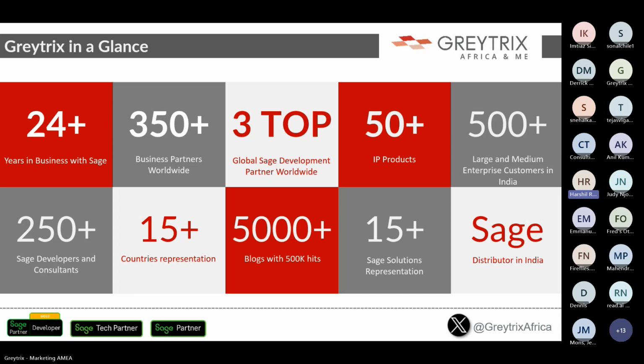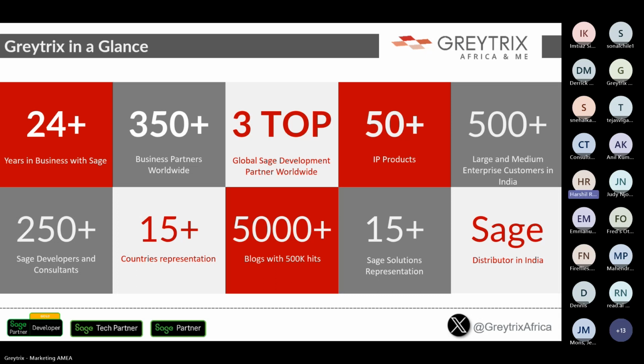In the group we have Sage Software Solution, which is a sister concern company. They are a master distributor for Sage software in the Indian market. We are currently serving 350 plus business partners globally. Whoever needs the Sage expert services, like development services or any integration or migration services on Sage products, we are there to help them out. Then we currently have 250 plus Sage developers and consultants sitting under one roof in India.